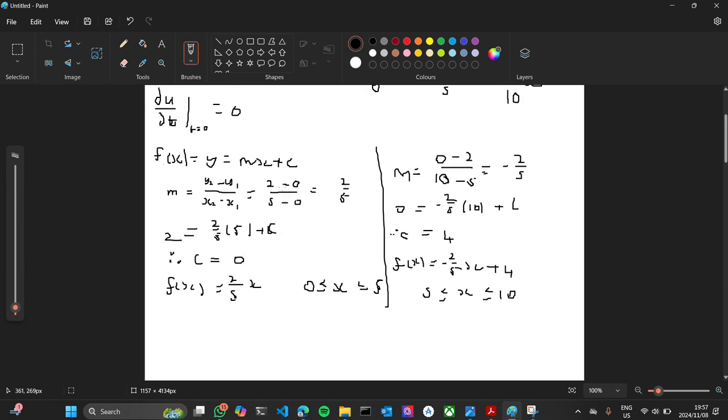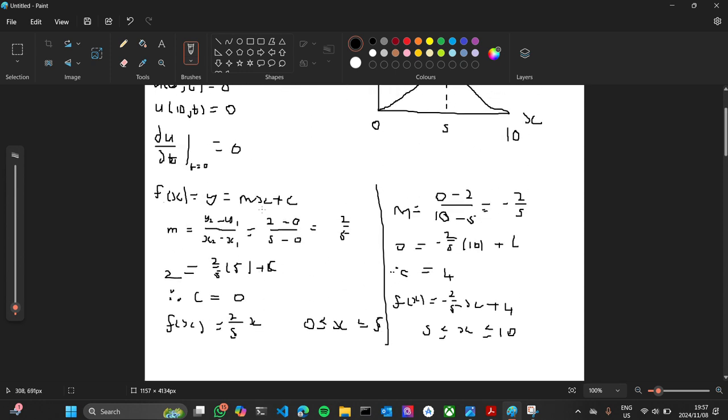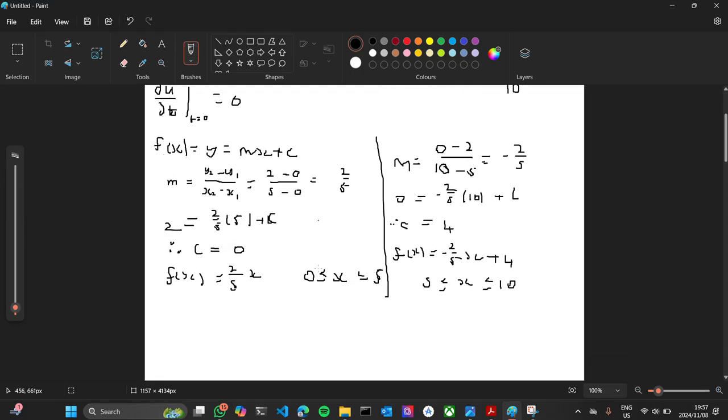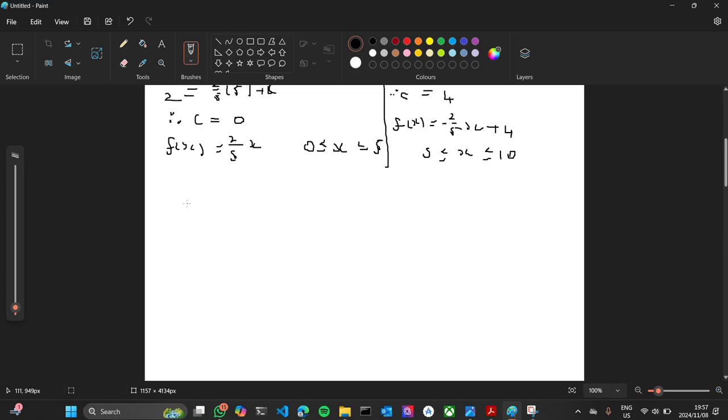Okay, now we need to talk about the general solution that we are going to use to refine these boundary conditions. You are expected to assume a general solution for u being some function in terms of x multiplied by some function in terms of t.